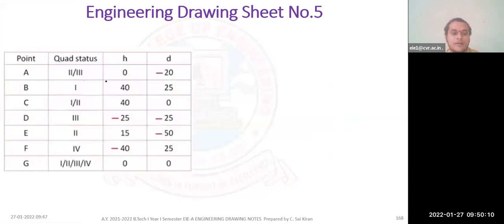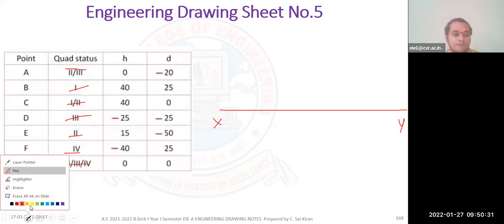So you have to create a table with points A, B, C, D, E, F, G, then the quad status. What is the quadrant? Second and third, first and second, third, second, fourth, first, second, third, fourth. So these are the values. And you have to draw all these on a single XY line.